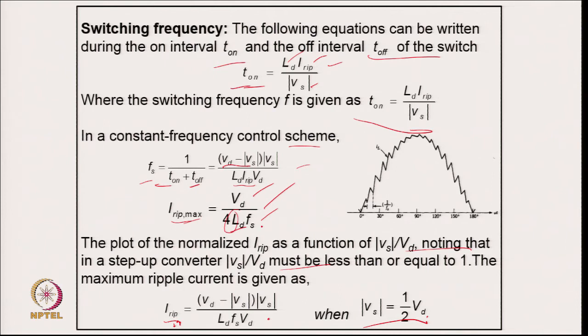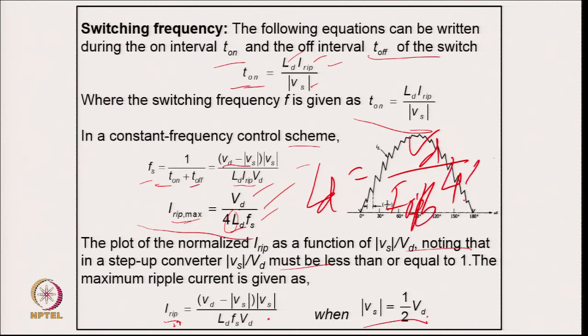So, the inductor depends on the DC link voltage. If you have a higher DC link voltage, you require a higher inductor, and if you have a higher switching frequency, the inductor will reduce. If you allow a higher ripple current, then also the inductor will reduce. So, this equation gives you the inductance value LD equal to Vd upon I ripple into 4 into Fs. This inductor value can be calculated from that.